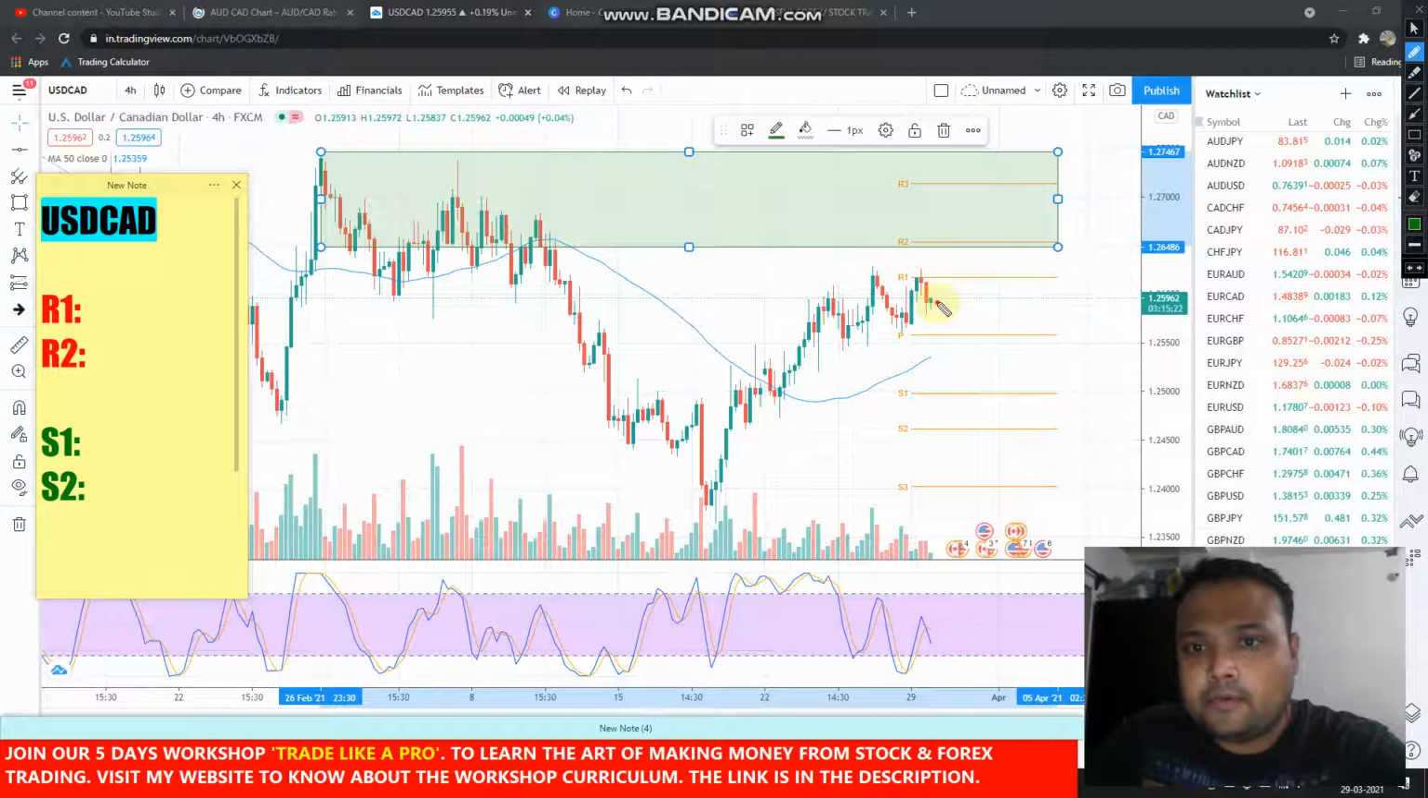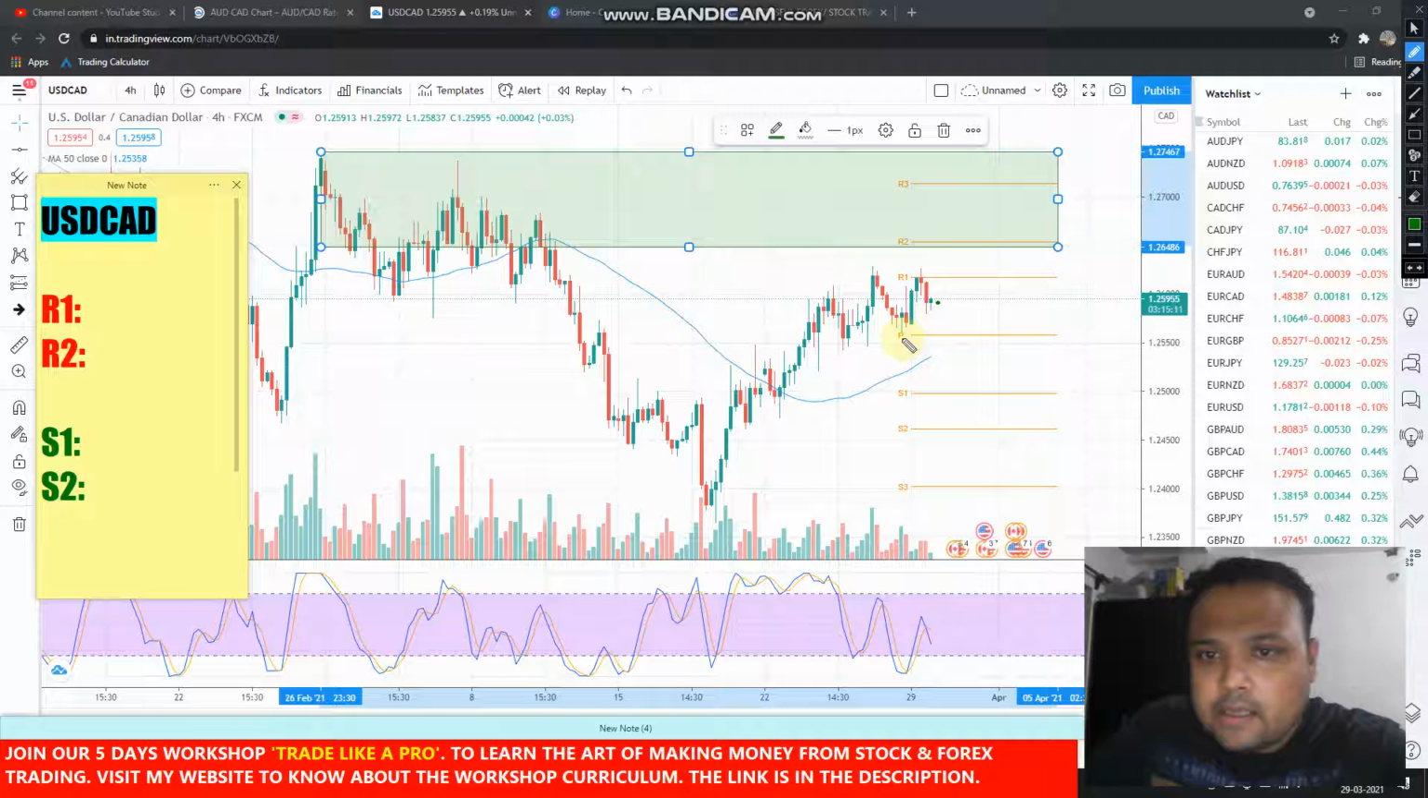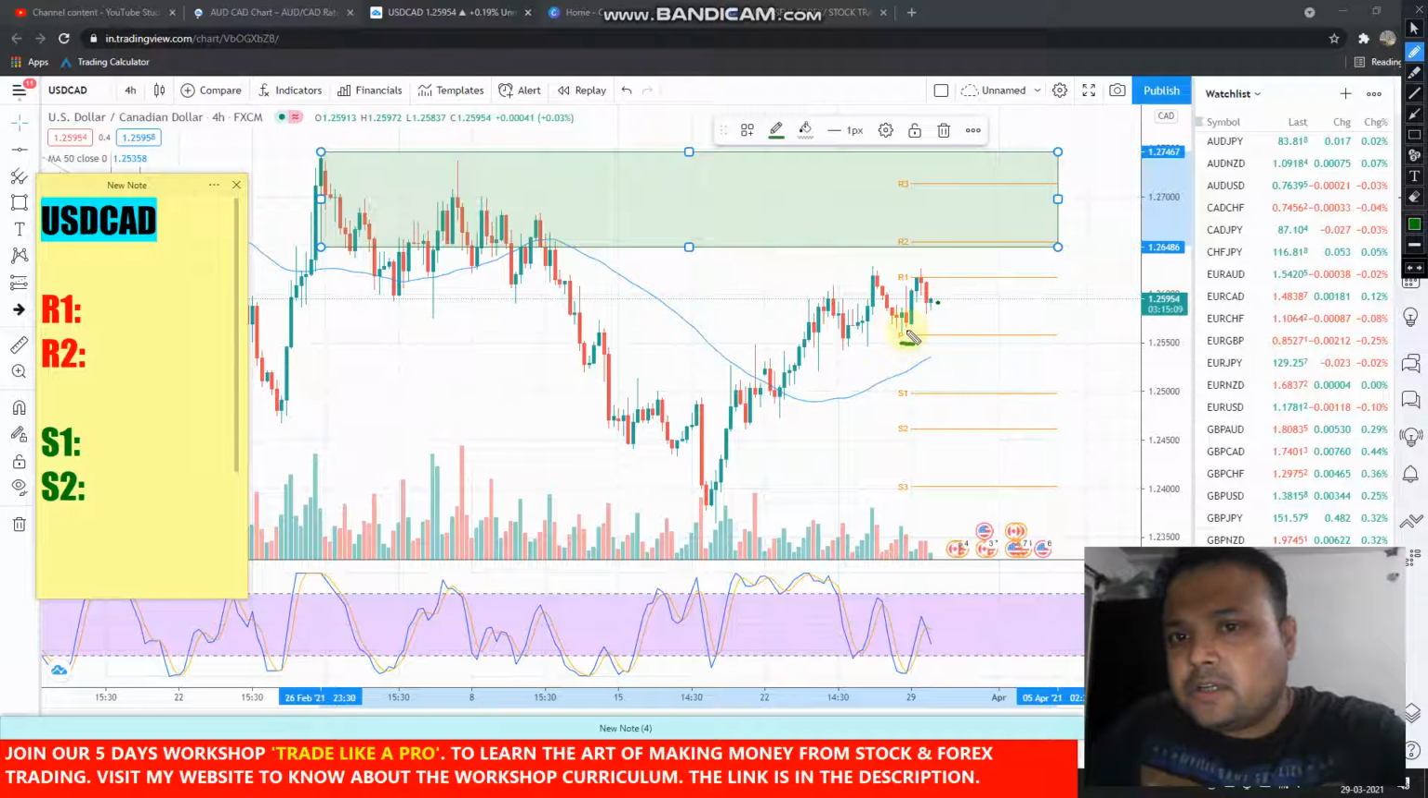If you buy here, where will the stop loss be? There is no proper position to place the stop loss. This is not the support where we can place a stop loss. In fact, the 50 moving average is also not acting as support of the market, so that we could place the stop loss below the 50 MA. Therefore, there is no proper place to place the stop loss.